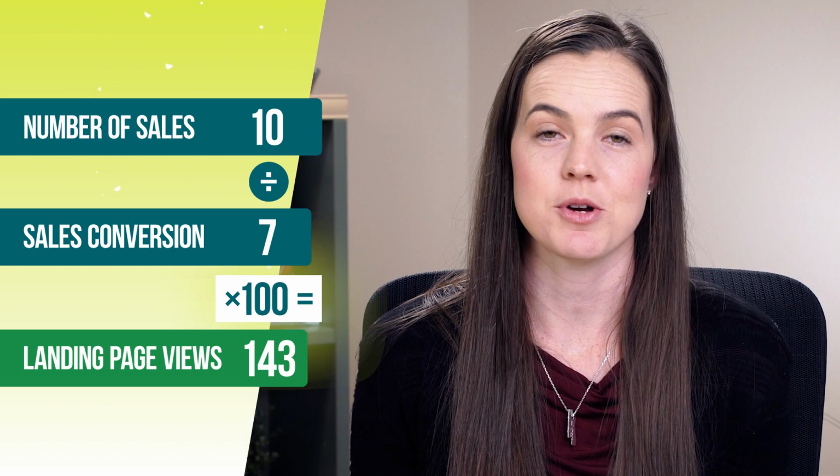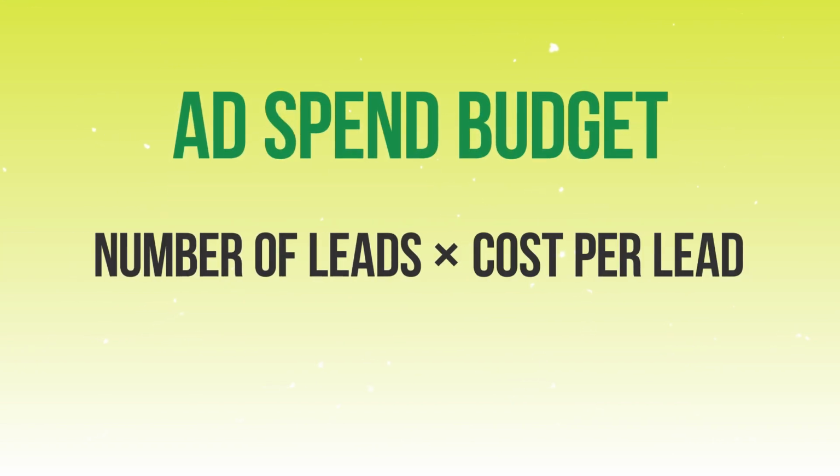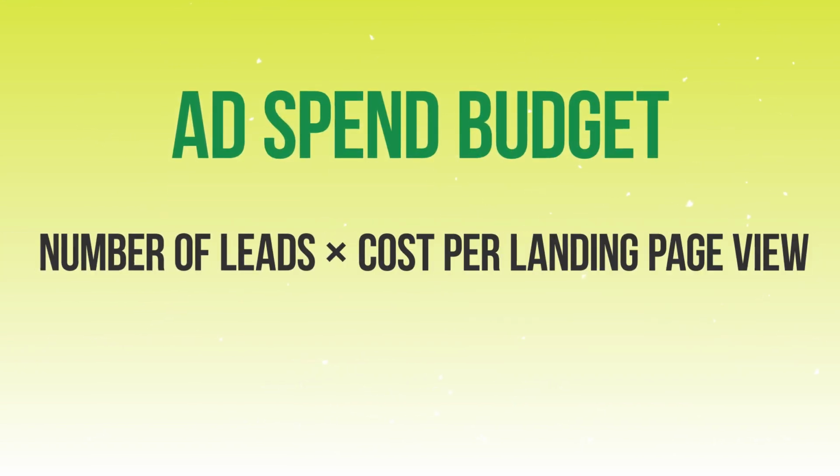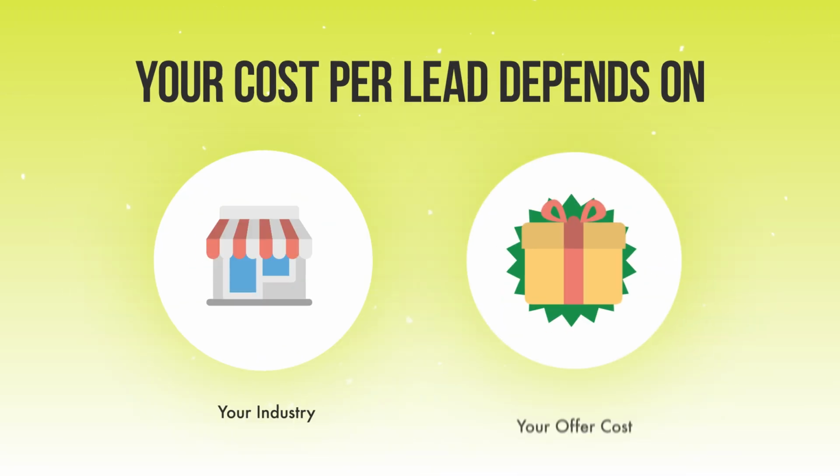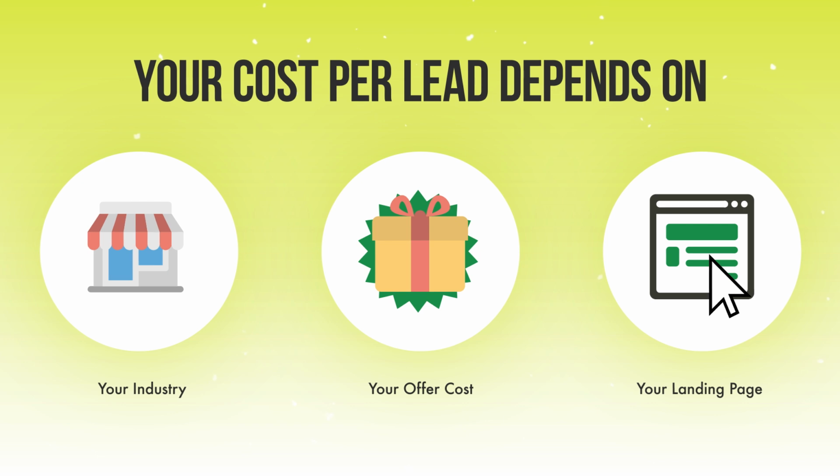Once we have these numbers, we can determine our ad spend budget by multiplying either by the cost per lead or the cost per landing page view. Don't worry if you don't know your average cost per lead. It can range anywhere from $2 to $10, depending on your industry, depending on how much your offer is, and depending on what you're sending them to.